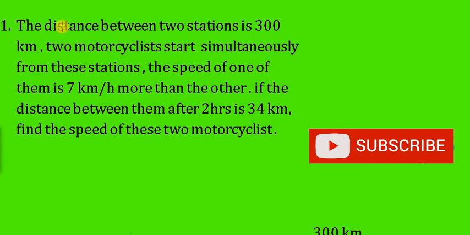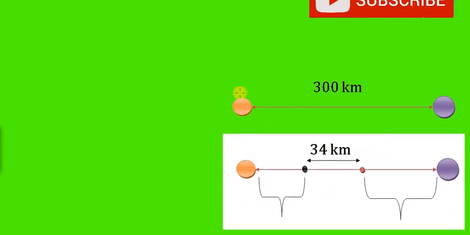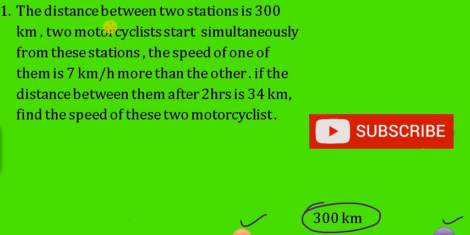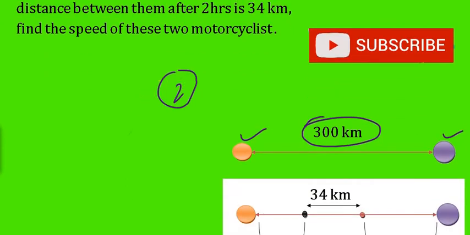So that is, the distance between two stations is 300 kilometers. So actually there are two stations here, okay, there are two stations, and the distance between them is 300 kilometers. Okay, they are 300 kilometers apart from each other. Okay, and then they are saying two motorcyclists start simultaneously from these stations. So there are two motorcyclists, and one of them is starting from this station and the other is starting from this station, and also they are starting at the same time, they are starting simultaneously.